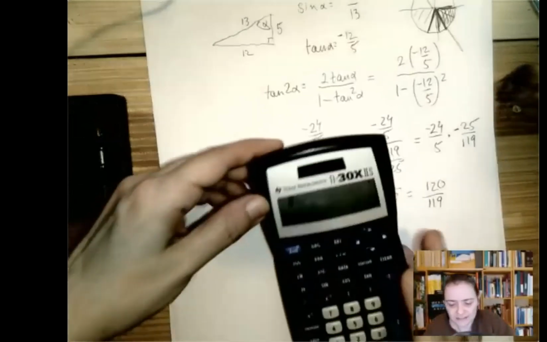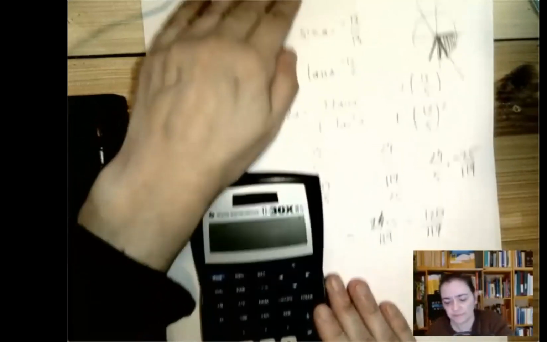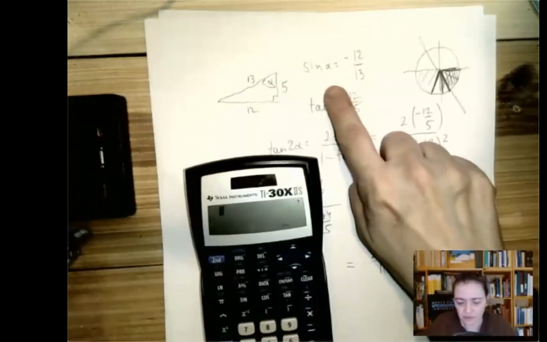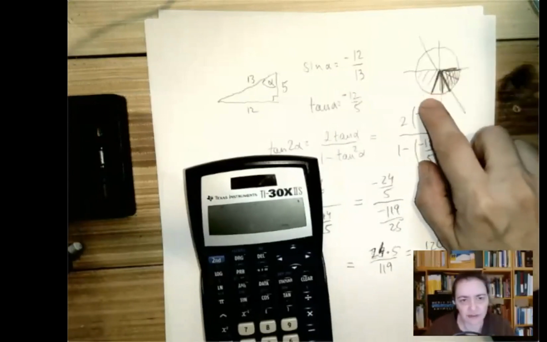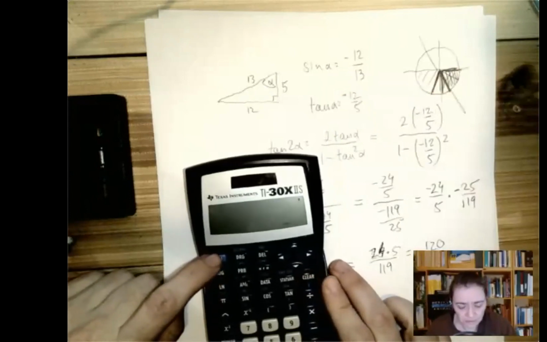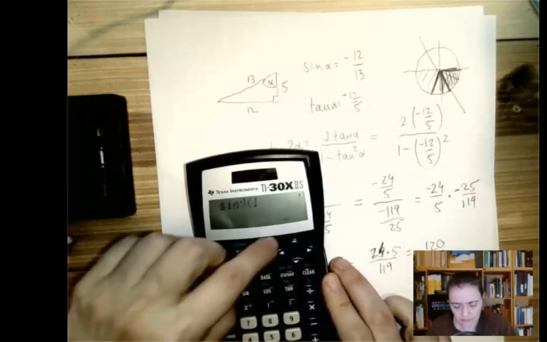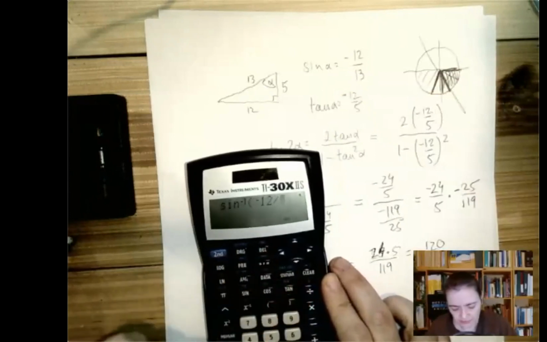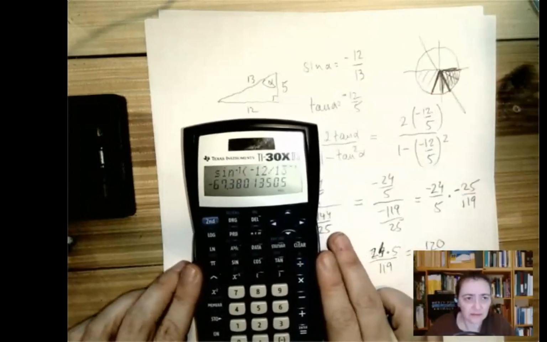All right, let's check. So we can ask the calculator what is this alpha? And actually the calculator will give us the actual angle. We don't have to subtract it from 180. So we're gonna ask the calculator whose angle sine is negative 12 over 13. Yeah, I thought it was closer to negative 90. Negative 67 and change.